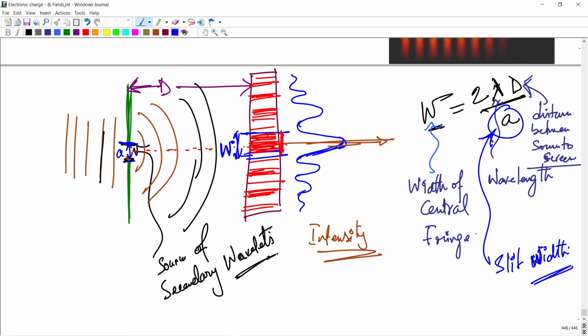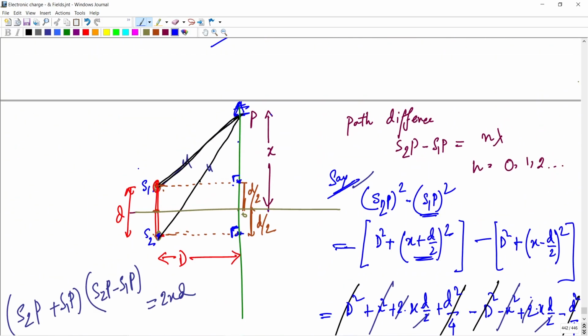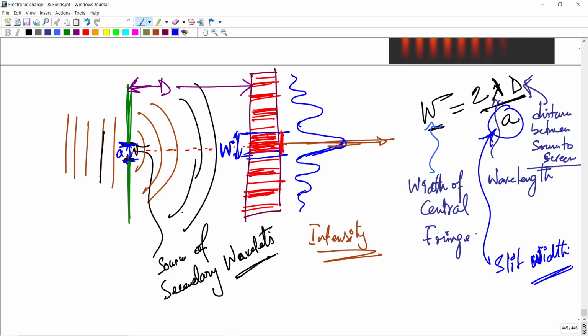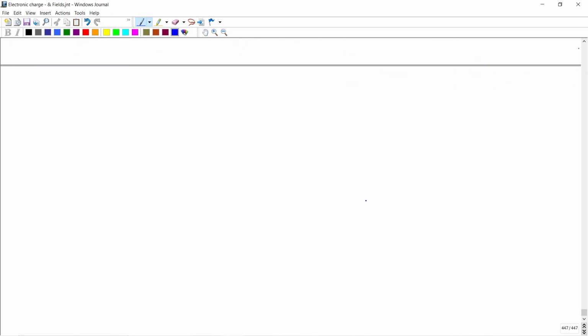Here is single slit diffraction, and here is double slit interference, the Young double slit experiment. The slit is actually the gap. In the Young double slit we have interference, and diffraction we get from a single slit. Actually the double slit looks like this.